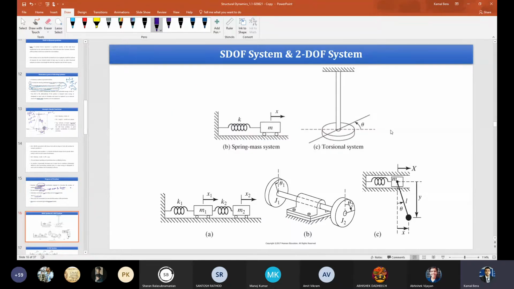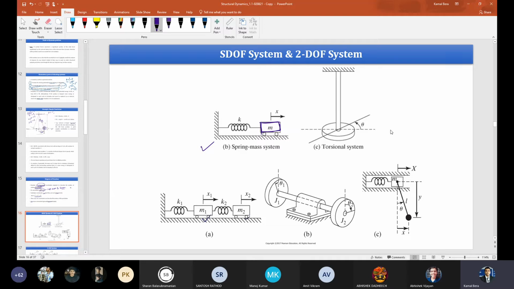So this is called the discrete mass, that is basically the rigid mass. One coordinate is good enough to represent the system motion, so this is a single degree of freedom system, a spring mass system. Similarly, for the equivalent torsional system, if I consider this disk rotating, then theta is the only degree of freedom.